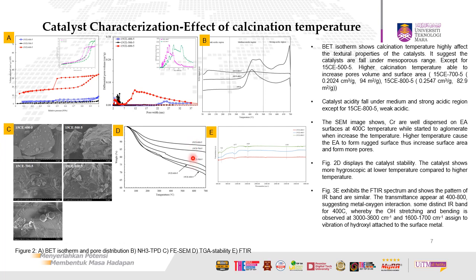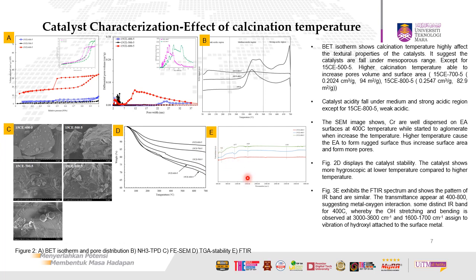And we can see over here from figure 2d, the stability of the catalyst is also modified when the calcination temperature is reduced. So we can see the catalyst is more hygroscopic when we reduce the calcination temperature.